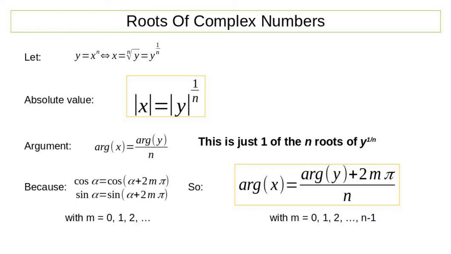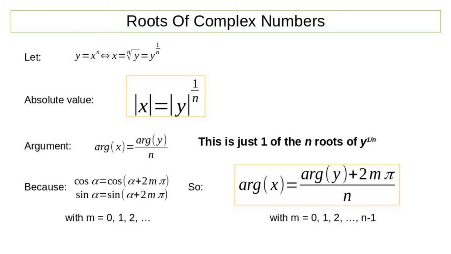But this is only partially true, as this is just one of the n roots of y to the power 1 over n. This is because, if you add 360 degrees, or 2 pi radians, to an angle alpha m times, where m is any non-negative integer, the sine or cosine of that number won't change. So the argument of x is the argument of y plus 2m pi, divided by n. In our case m goes from 0 to n minus 1.